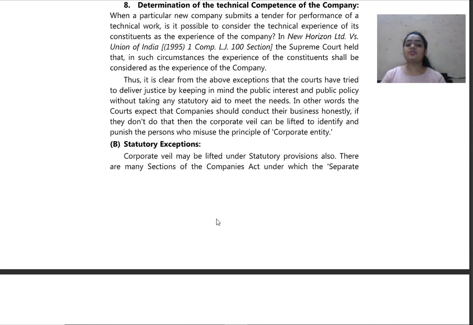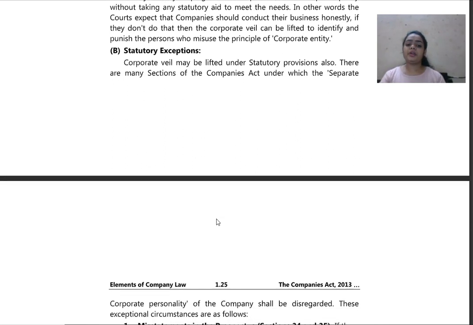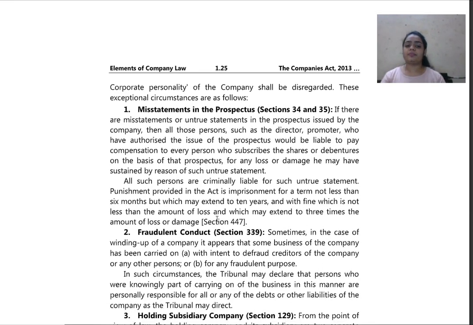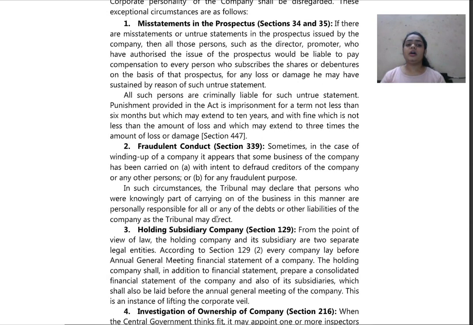Now, we have seen judicial exceptions. Now, we shall see statutory exceptions. What are the statutory exceptions of the Companies Act? Corporate veil may be lifted under the statutory provisions also. There are many sections of the Companies Act under which the separate legal and separate corporate personality of a company shall be disregarded. These exceptional circumstances are as follows. So in the statutory documents, what shall be the exceptions?